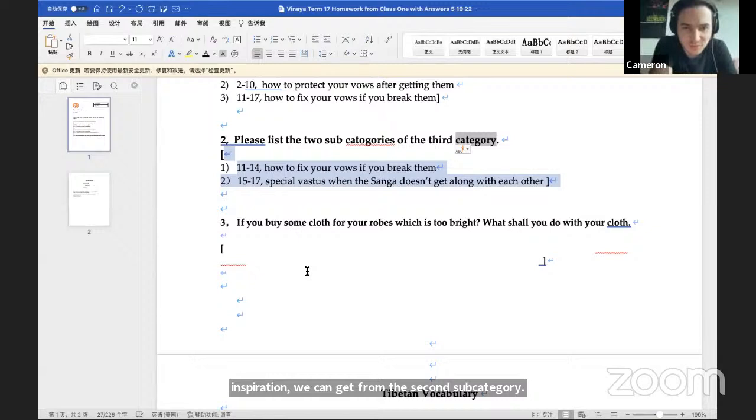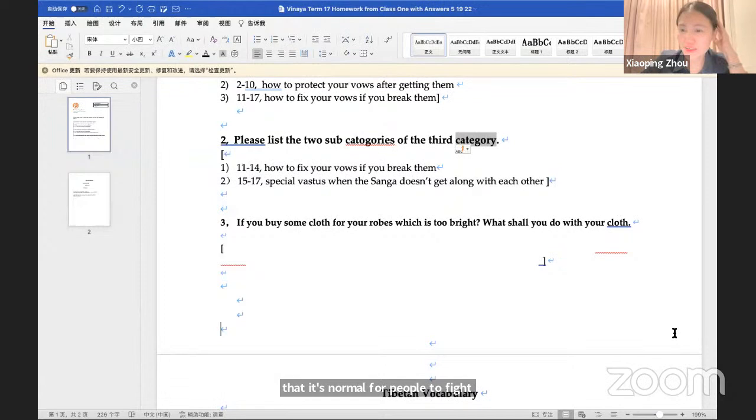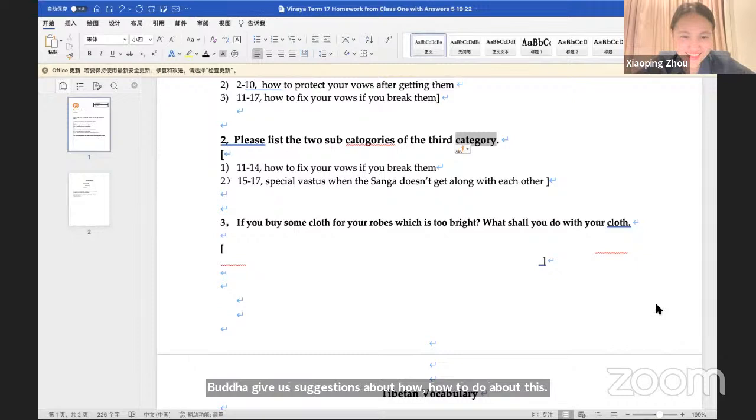That it's normal for people to fight? Oh, yes. Geshe Michael also gave the example of his monastery. And for me, when I hear about this, there are some special vastus talking about this. On one hand I feel relieved, that we are all normal people, so it is normal. And I also feel hope that even 2000 years ago, Lord Buddha gave us suggestions about how to deal with this.